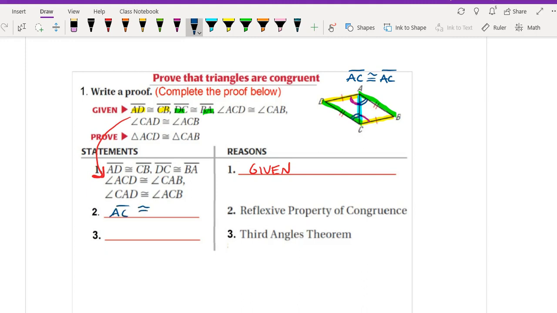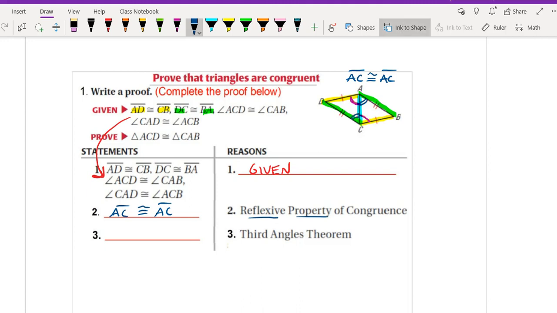That's always true. And the reason why? It's the reflexive property of congruence, just like a reflection in a mirror. We know that if I look at myself in a mirror, you should see yourself. So AC, the segment, is congruent to itself, AC, the segment.